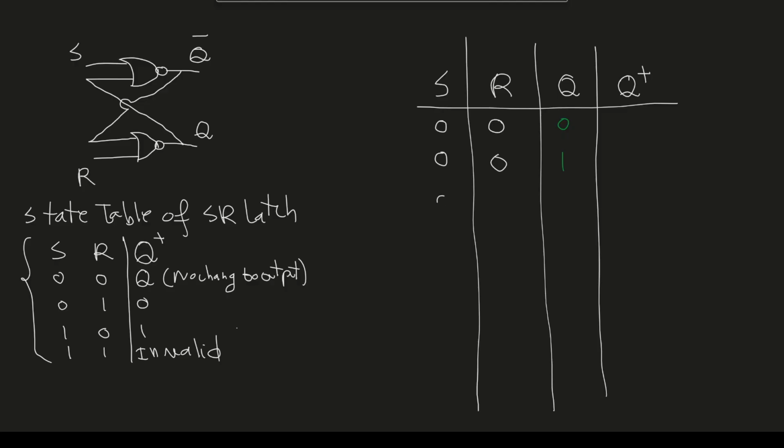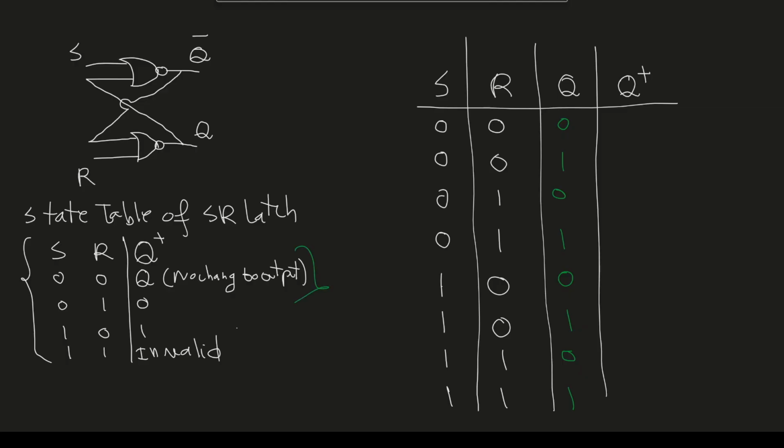The next case, S is 0 and R is 1, and Q also could be 0 in this case and could be 1, the initial state. The next case, S is 1 and R is 0. We'll write it twice because Q could start at 0 and could start at 1. And lastly, we have S is 1 and R is 1. Also Q could be 0 and could be 1.